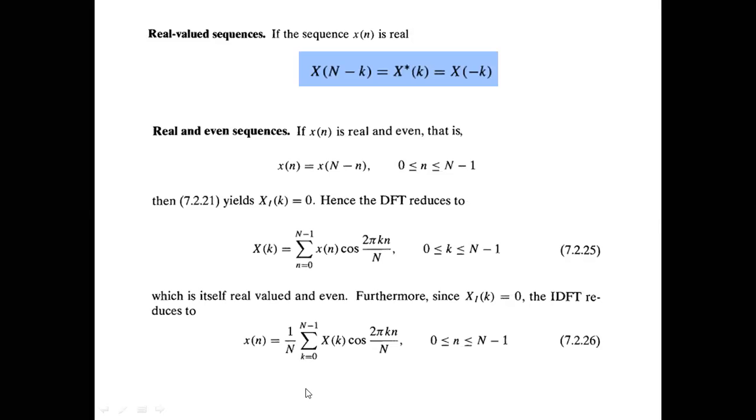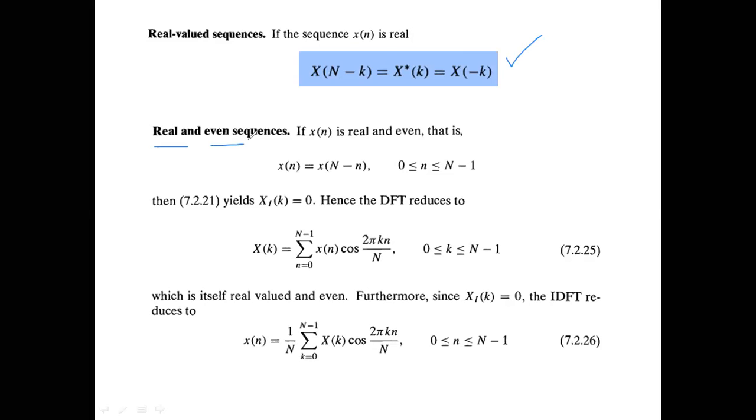Okay, so now you've got this particular property. We have seen this particular thing. The second thing is, what if the sequence is real? What if x of n is real and also even? What is meant by even, by the way? We know real. What is meant by an even sequence?